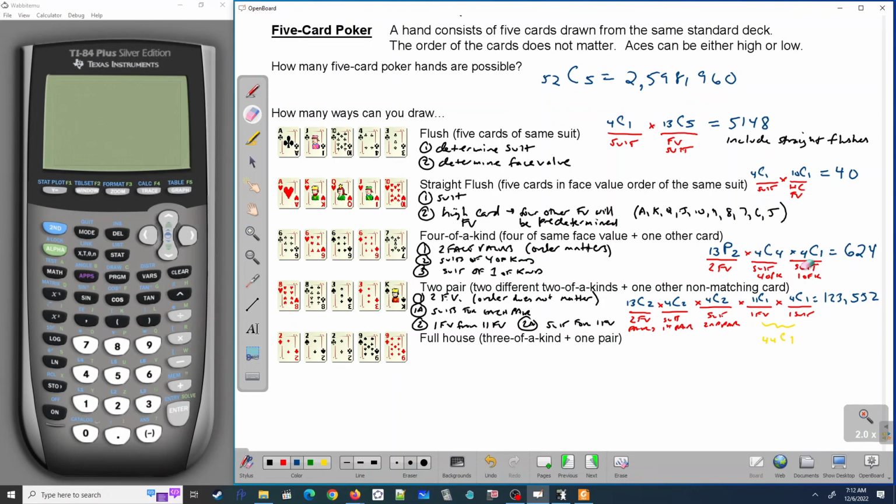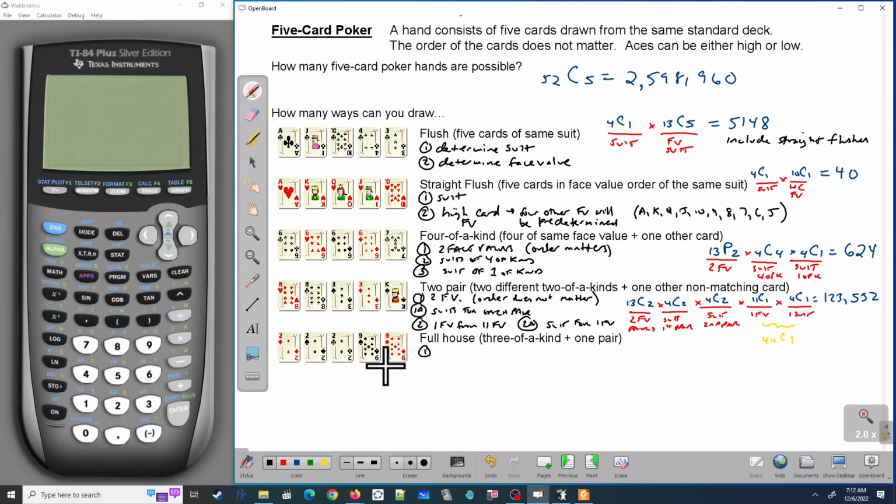So now we're going to finally get to our last problem, which is the full house. And I would kind of know, is a full house better than a flush? Is it better than a four-of-a-kind? Is it better than a two-pair? Where is it? And so here we go. I need to pick my three-of-a-kind and my two-of-a-kind.